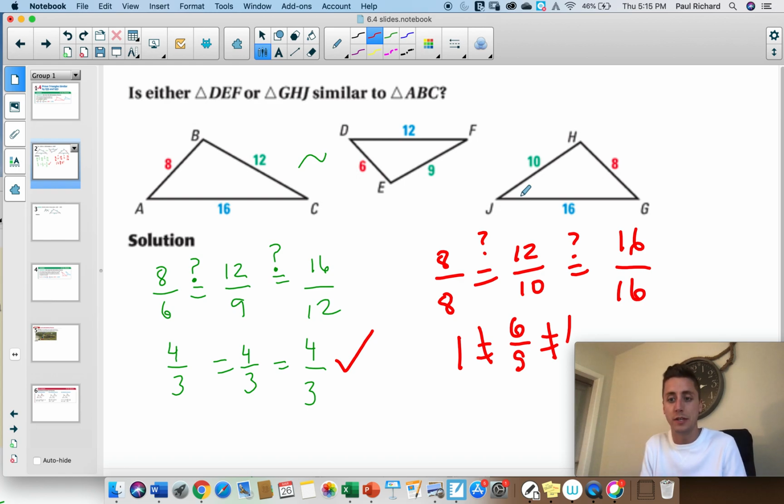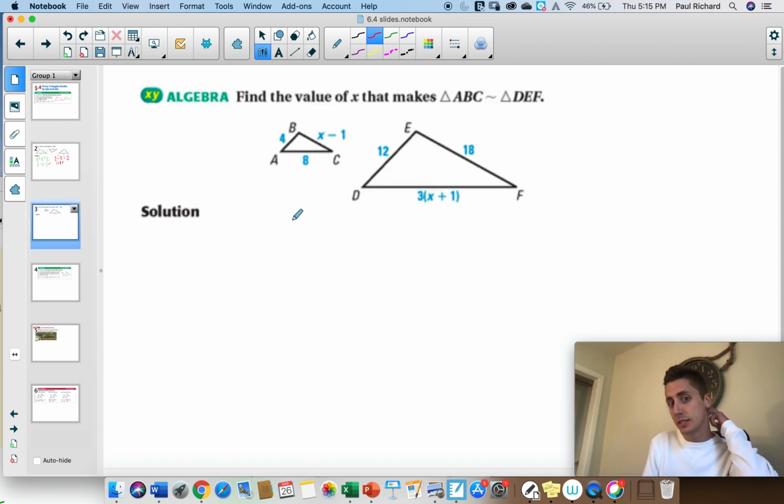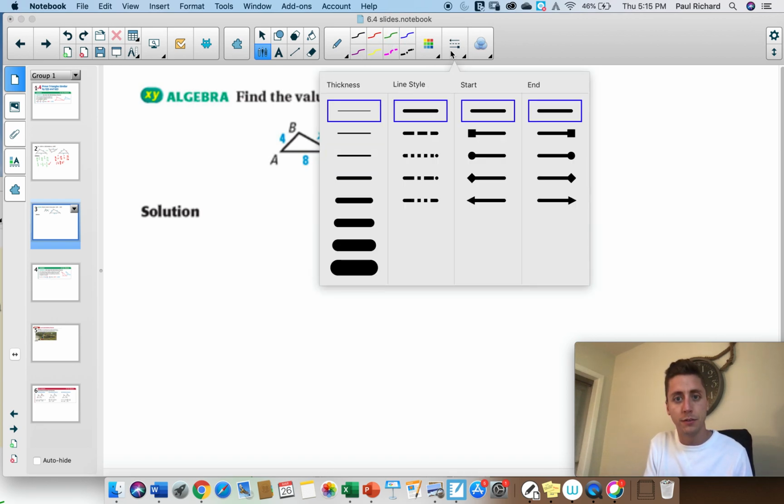And if we can show that these side lengths have this relationship, then we can say that the corresponding angles are definitely congruent. And the side lengths are proportionate. Okay, so using the SSS Similarity Postulate here, let's throw some algebra in here because that's typically what we like to do, just to sharpen our algebra skills for next year.